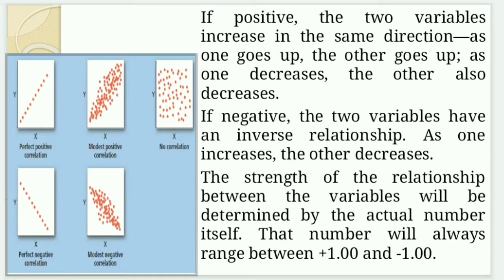If positive, the two variables increase in the same direction. As one goes up, the other goes up. As one decreases, the other also decreases. If negative, the two variables have an inverse relationship. As one increases, the other decreases. The strength of the relationship between the variables will be determined by the actual number itself. That number will always range between +1 and -1.